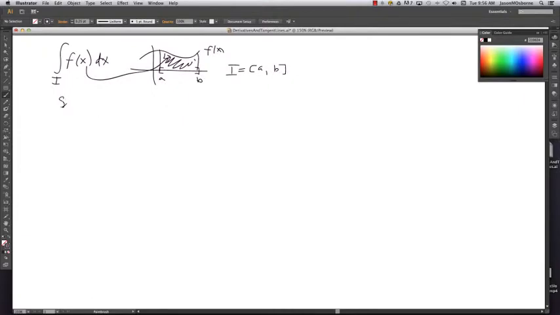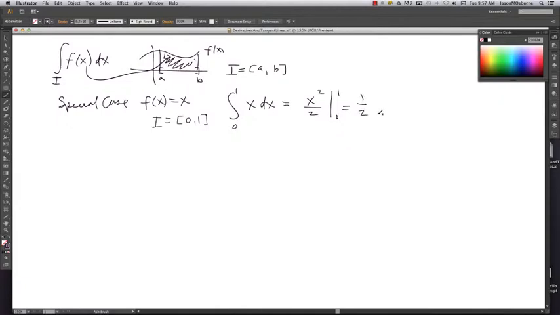So as a special case, let's consider the function f of x equal to x, and let's consider the interval I to be 0, 1. The idea of this example is not to find the area, because if you were tasked with that, you would probably just use the fundamental theorem of calculus, x squared over 2 from 0 to 1, and then you would get the area of a half.